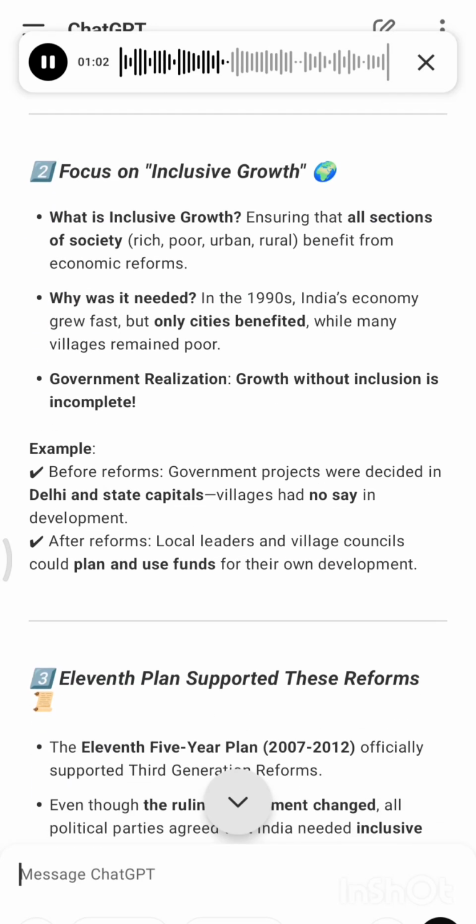Focus on inclusive growth. What is inclusive growth? Ensuring that all sections of society, rich, poor, urban, rural, benefit from economic reforms. Why was it needed? In the 1990s, India's economy grew fast, but only cities benefited while many villages remained poor. Government realization: growth without inclusion is incomplete. Example: before reforms, government projects were decided in Delhi and state capitals. Villages had no say in development. After reforms, local leaders and village councils could plan and use funds for their own development.